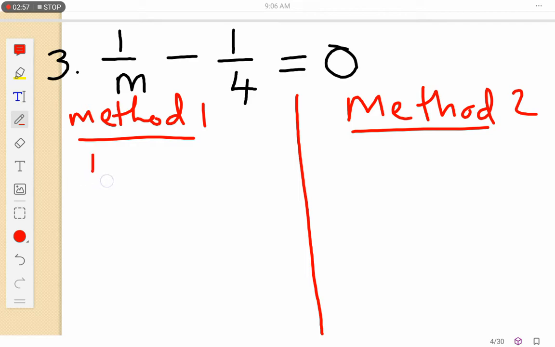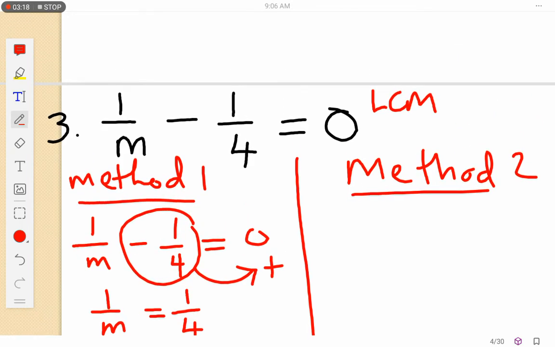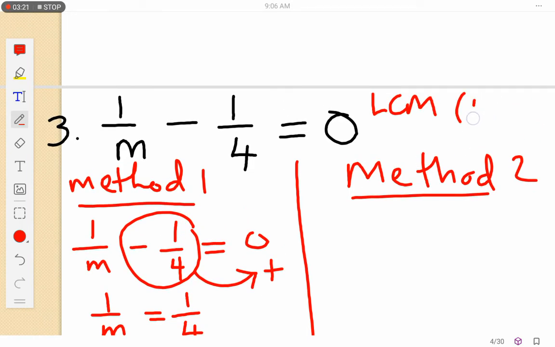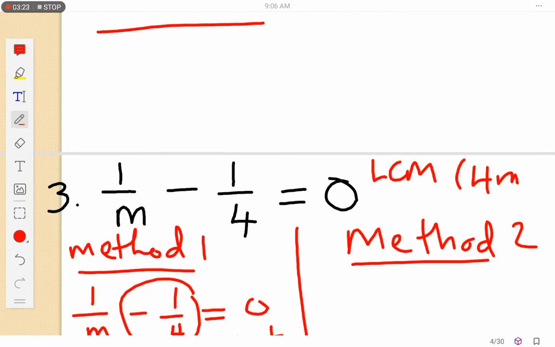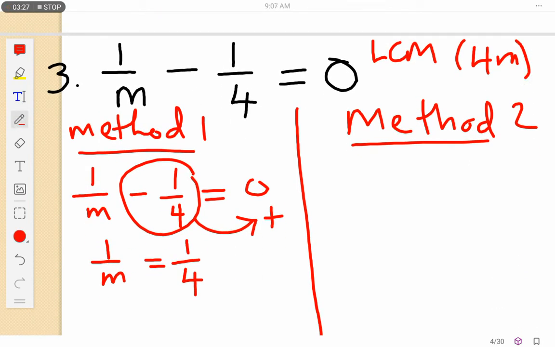So I've got 1 over m minus 1 over 4 is equal to 0. For the first method, I can take this one to the other side and it becomes a plus. So I'll have 1 over m is equal to 1 over 4. Then I find my lowest common multiple for our denominators, which is 4m. We can simply multiply those and we get 4m.